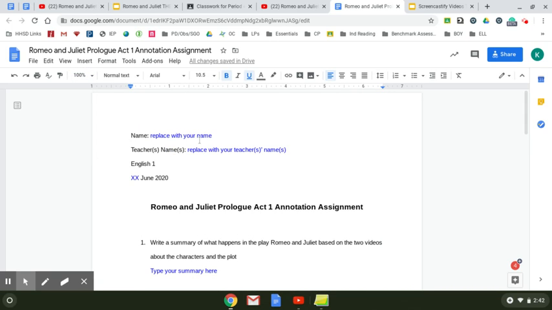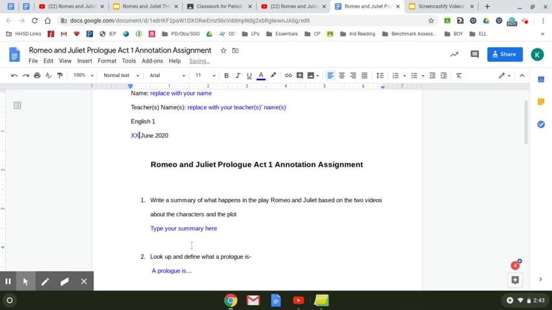So you're going to fill in your name. You're going to fill in your teacher's names. You don't have to fill in English 1, but you are going to fill in the date. So you're either going to put 03 because you have class on an odd block, or 04, or maybe you did it late, so you're going to put in whatever date you did it on.